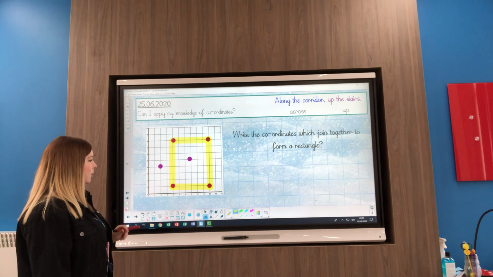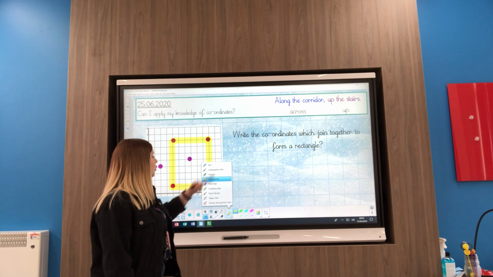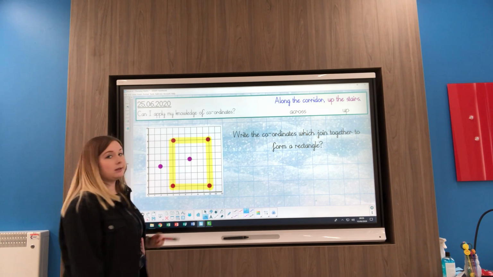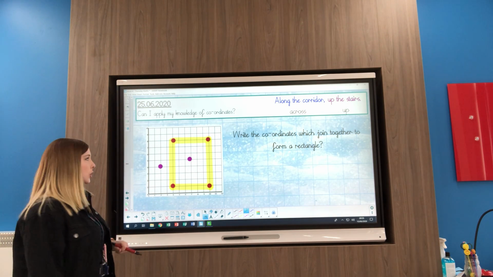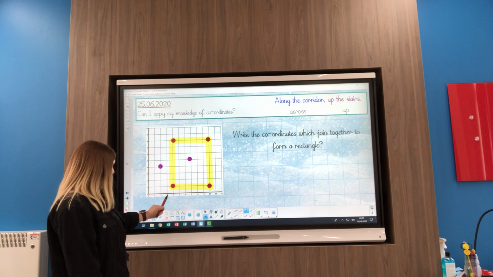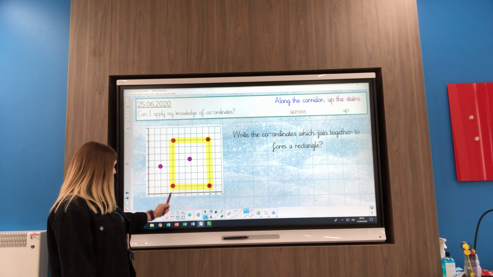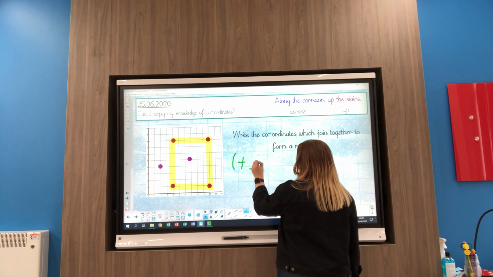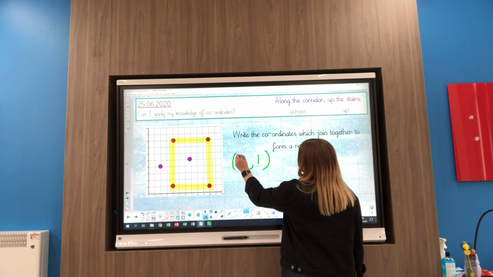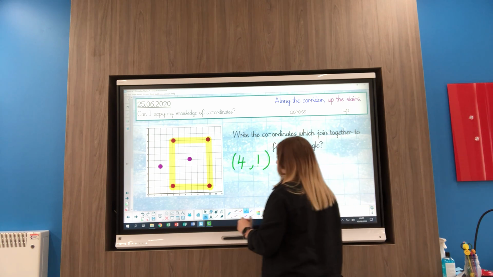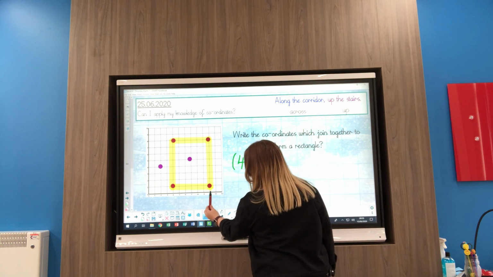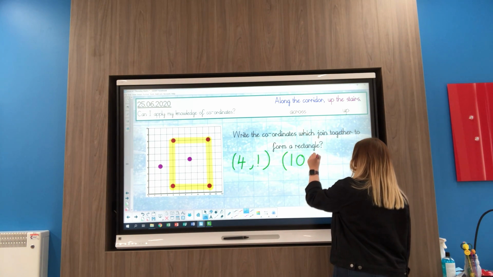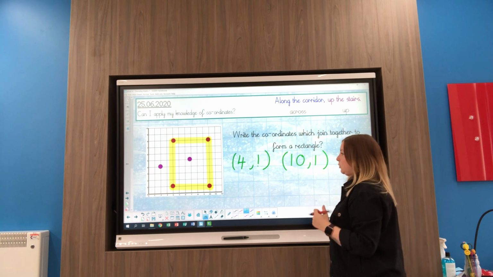Okay, so there's my rectangle, and what I've got to do now is write down the coordinates of each of these 4 points so that somebody else would be able to join them up to create a rectangle. So I'm going to start at this one, and we're starting with across 4 and up 1. Please remember to write these in brackets, guys. Okay, so 4, 1. Next one then. I've gone across to 10, 1. And a comma goes in between the 2 numbers.